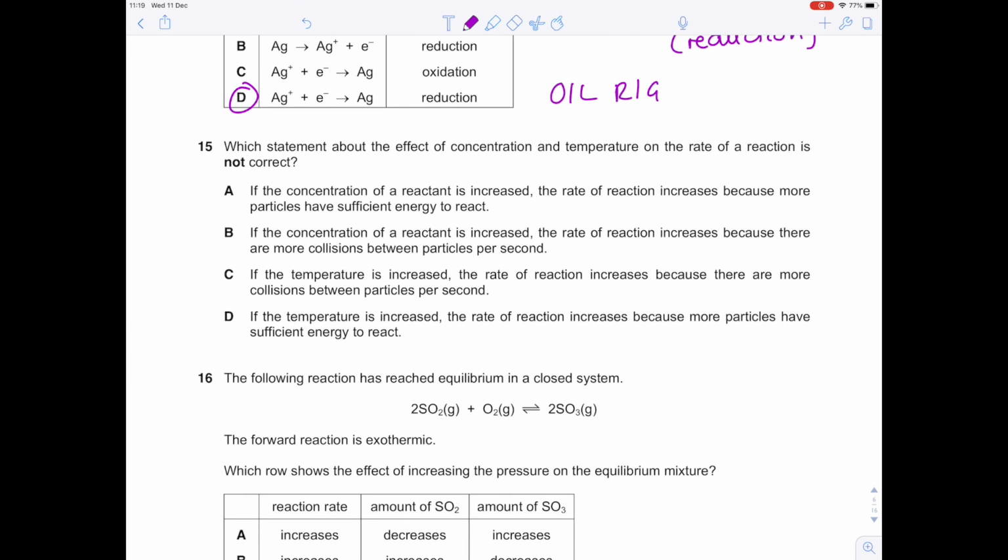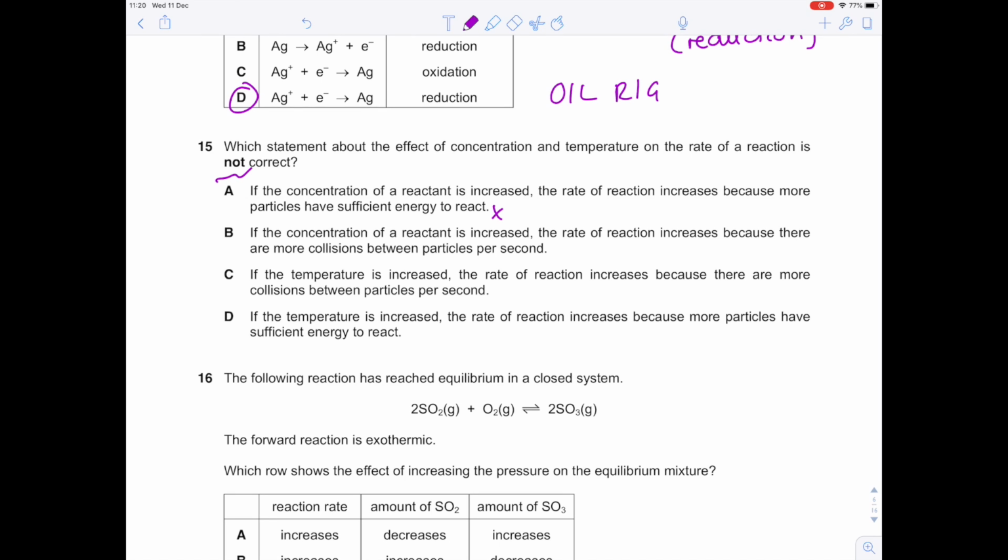Which statement about the effect of concentration and temperature on the rate of reaction is not correct? A: If the concentration of a reactant is increased, the rate of reaction increases because more particles have sufficient energy to react. No, altering the concentration has no effect on how much energy the particles have. It just means that there are more particles in the same volume when you increase the concentration.